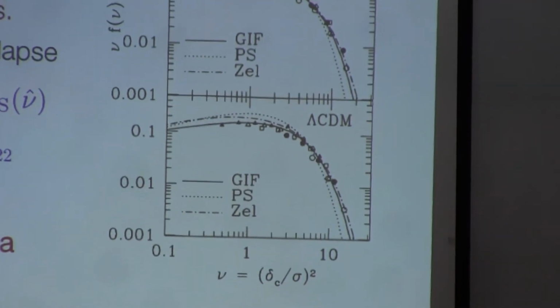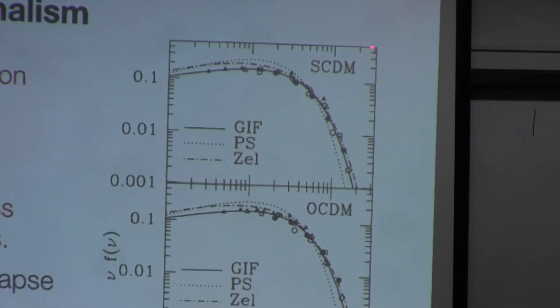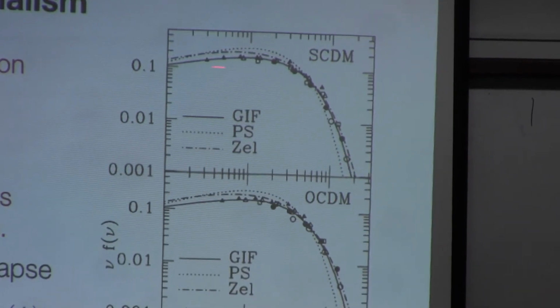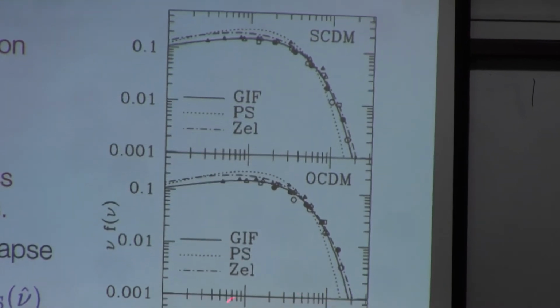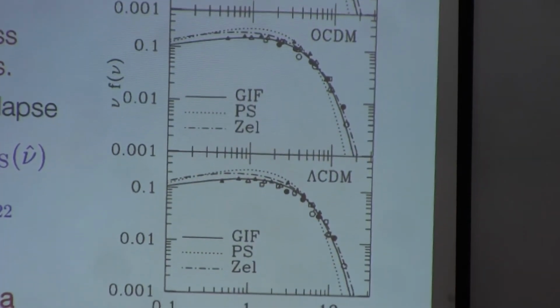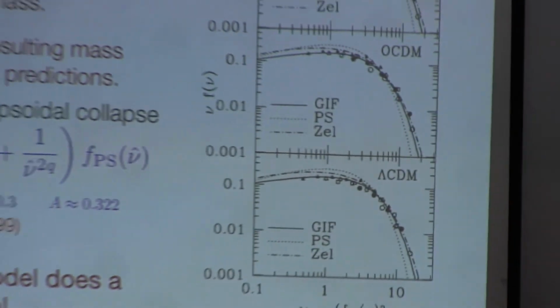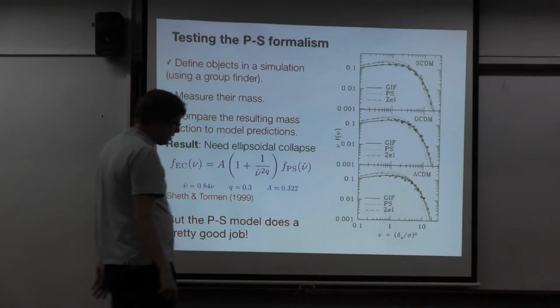But it gets the overall shape quite similar to the simulation, but it underpredicts a bit here, it overpredicts a bit here. These are different cosmologies. This is the cosmology we think we live in. And, you know, it's not bad. It does a pretty good job for being 2-3 lines of derivation. But it's not quite satisfying.